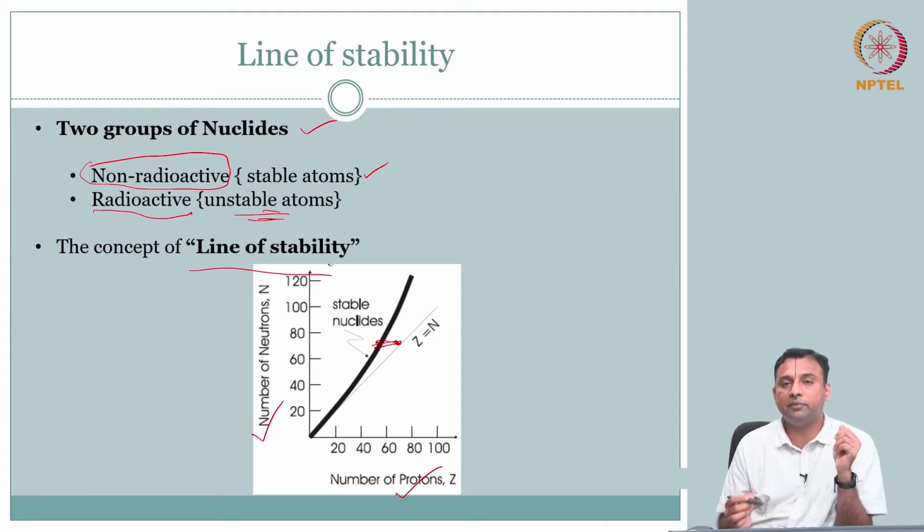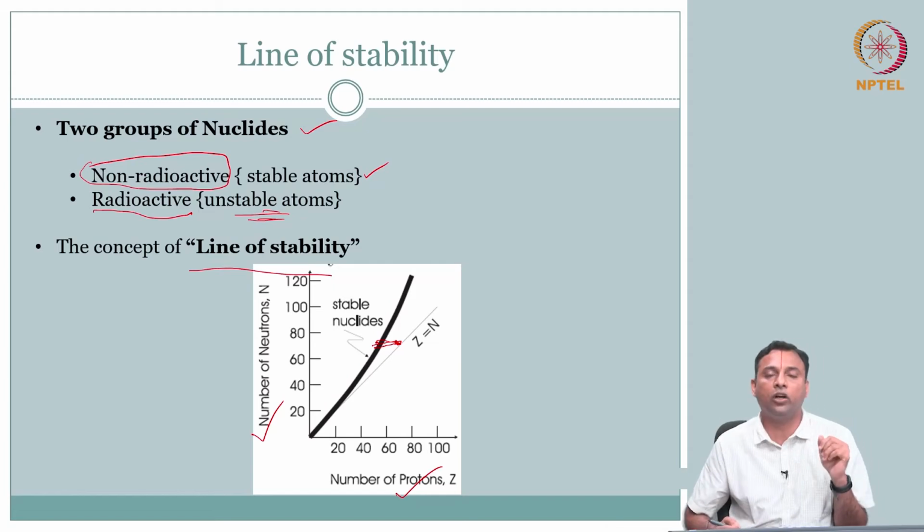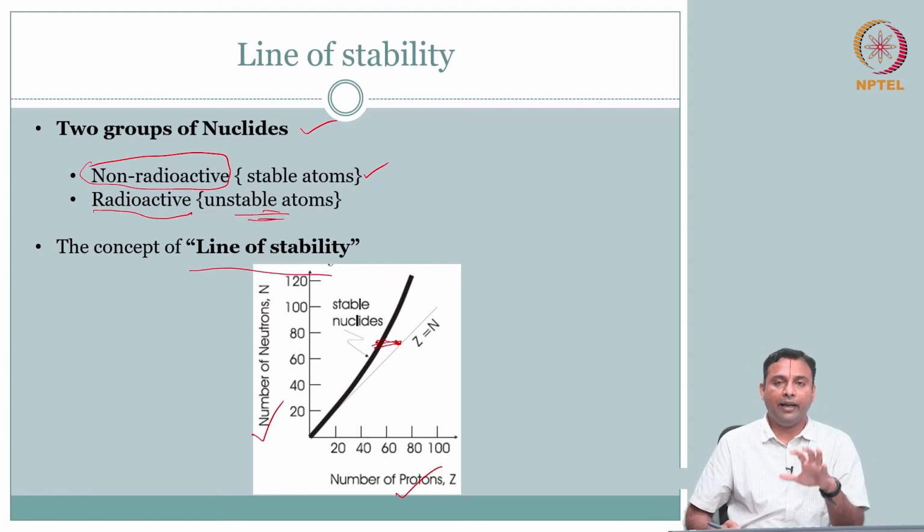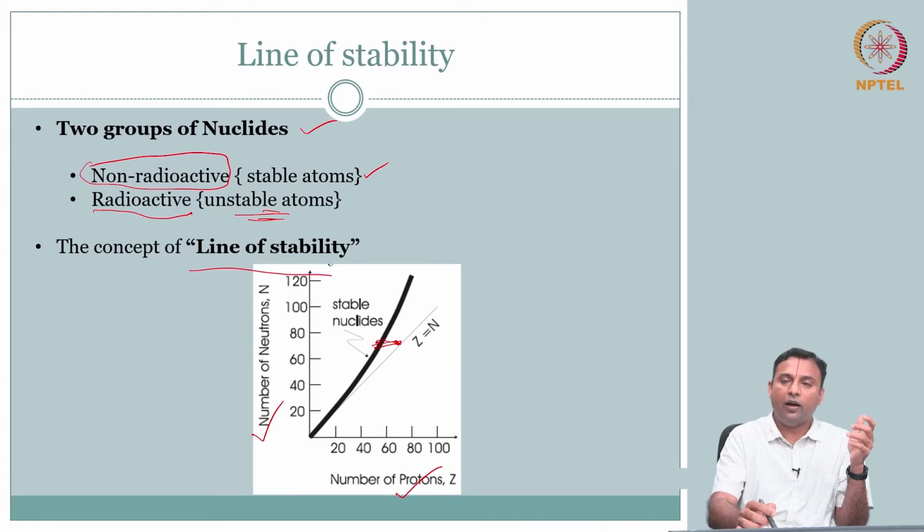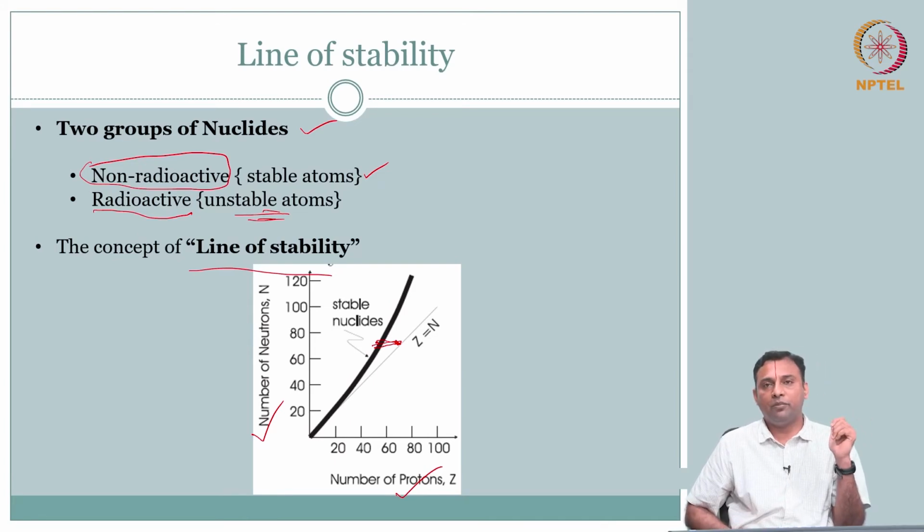How this rearrangement takes place, we will talk about, but the idea is that this line of stability is important because it tells you when an atom is stable. You can think about radioactivity as the process by which the atom tries to abide by this line of stability. It rearranges so that it ends up on this line. So that is your line of stability.